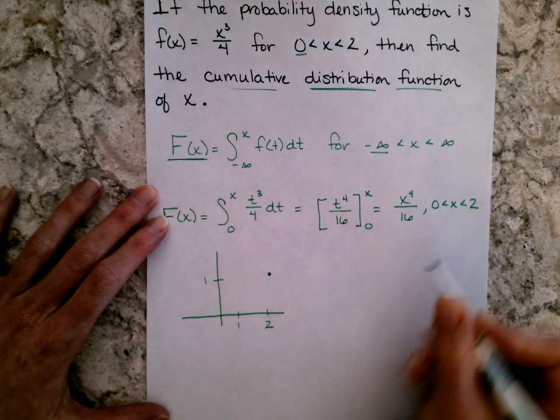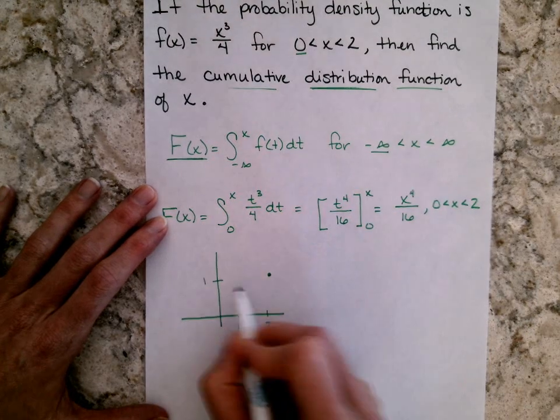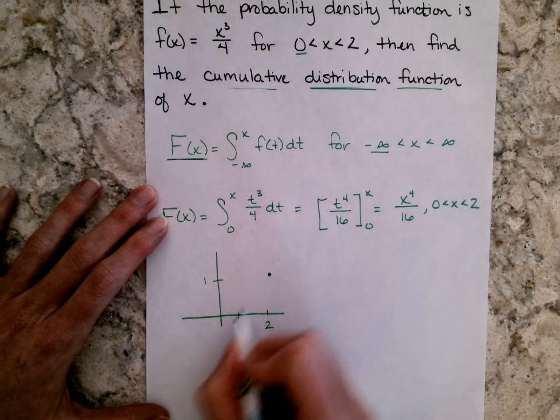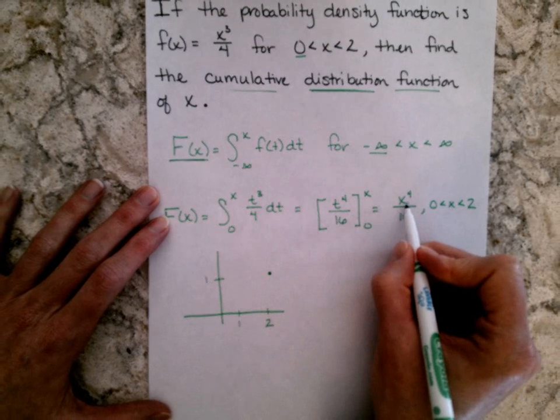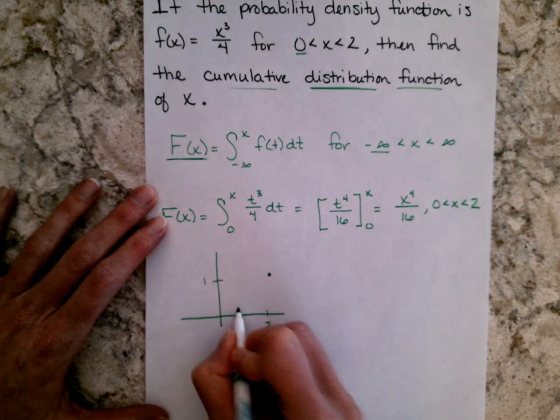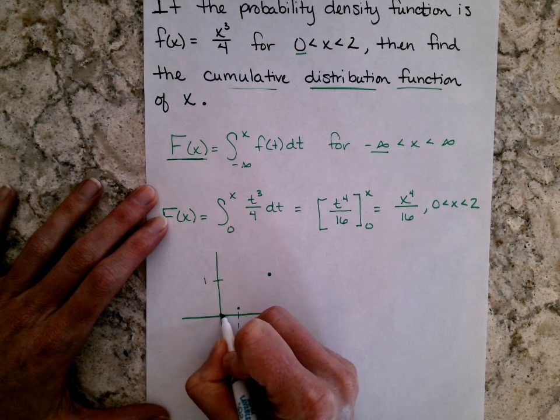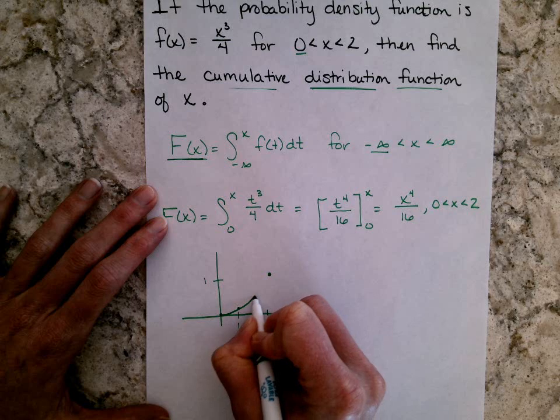Because, again, this is our probability density function, and it can't go above 1, right? So then, at 1, you plug in 1 for x. Well, we end up getting 1 over 16, so that's 1/16. Plug in 0, you get 0. So we get a nice curve going up like that.